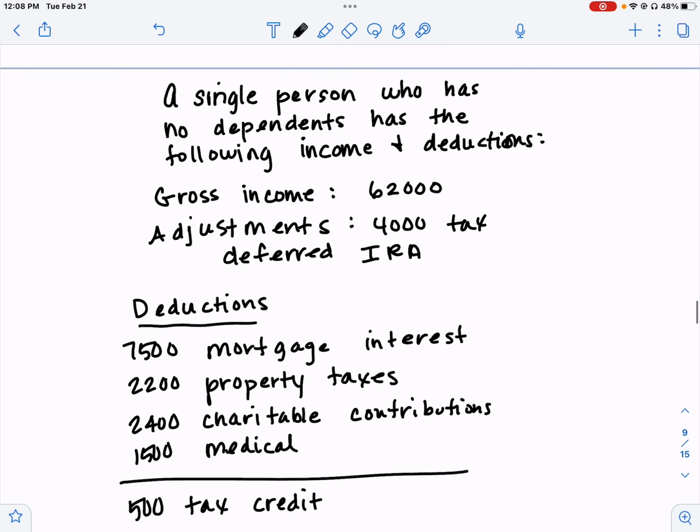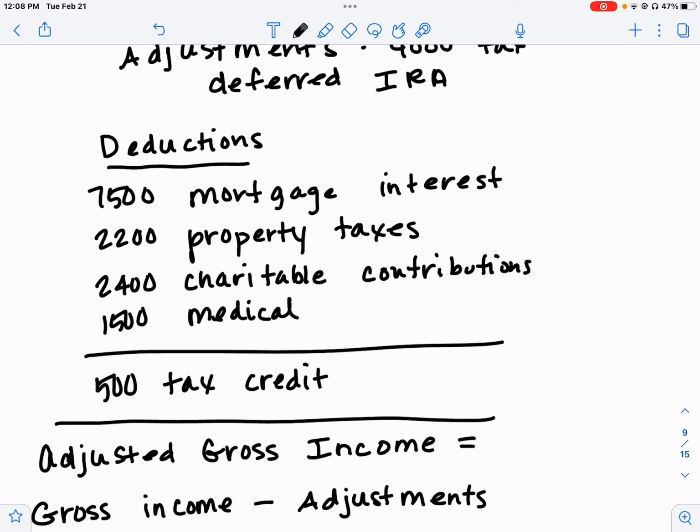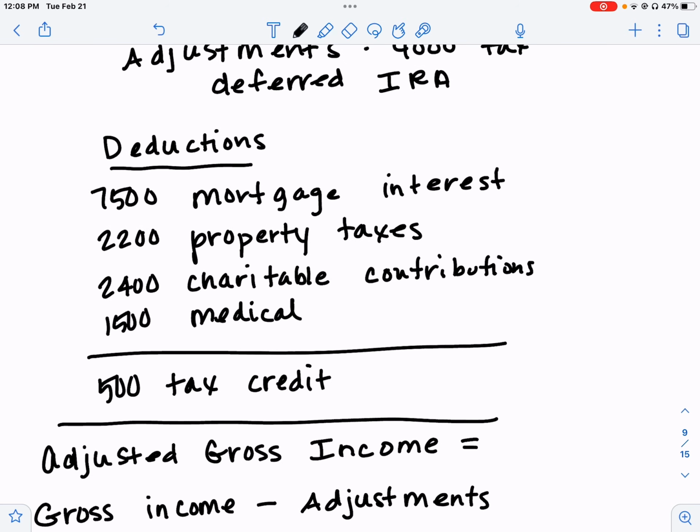All right. A single person who has no dependents has the following income and deductions: gross income, adjustments, a tax deferred IRA. Our deductions are 7,500, 2,200, 2,400, and 1,500. So we've got mortgage interest, property taxes, gifts to charity, and medical bills.